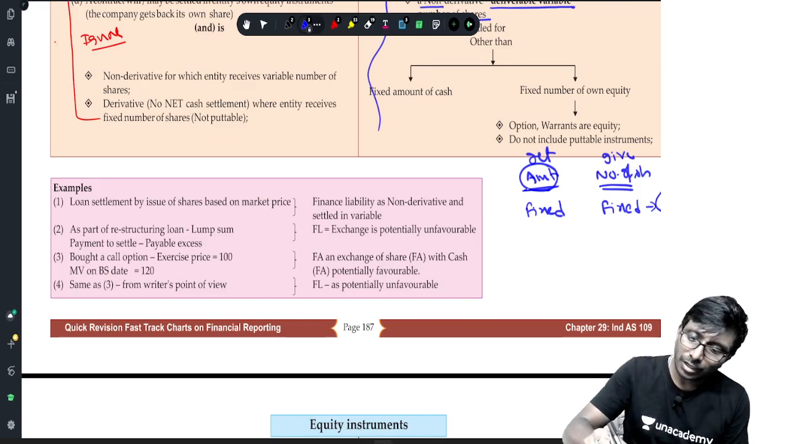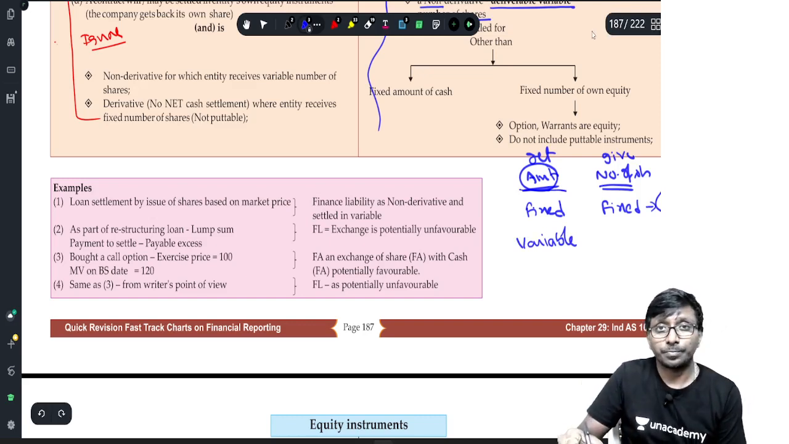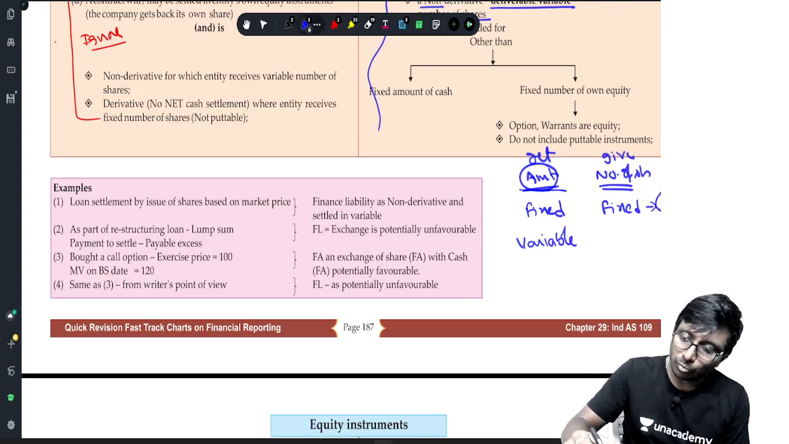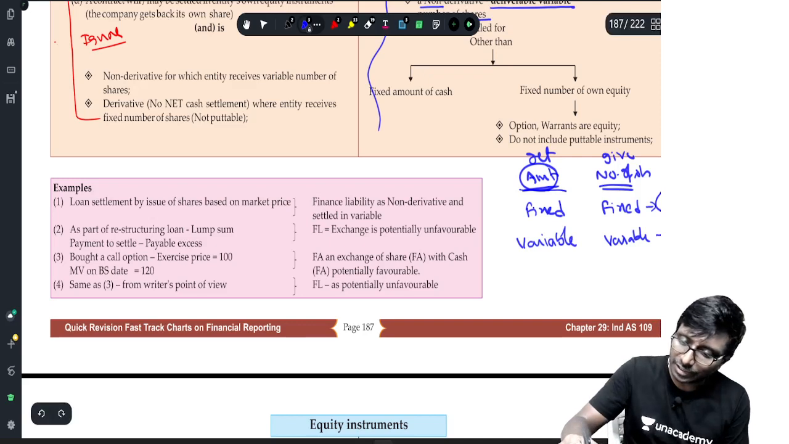How much amount are you going to give? That will be variable, sir. How much I will give depends on the fair market value. It depends on some contingency or other. Okay. How many number of shares are you going to give? This also I don't know, sir. It will depend. Then it is a financial liability. Correct. Even if the amount is variable but the shares are fixed, sir, yes, this is also a financial liability.